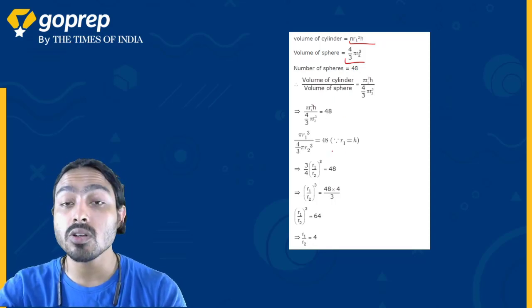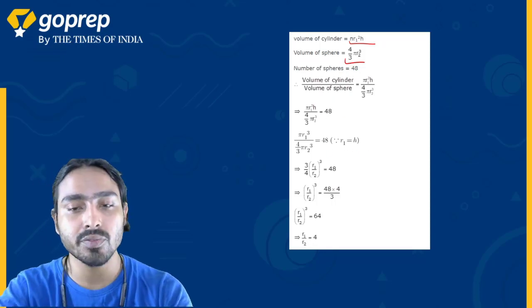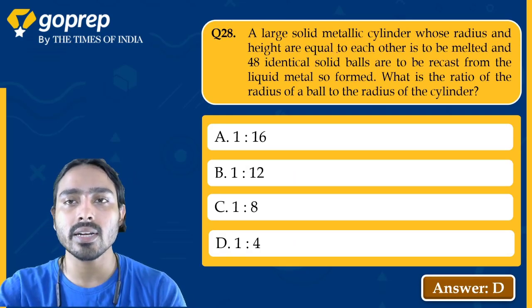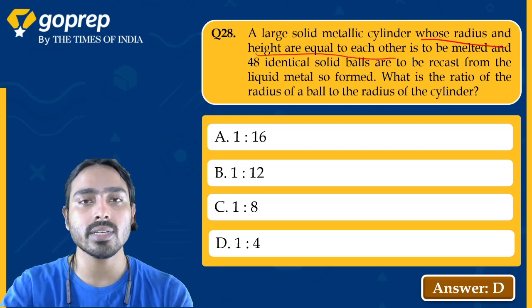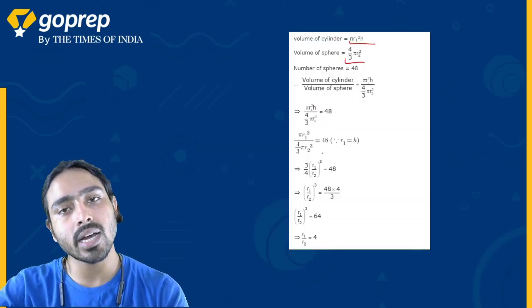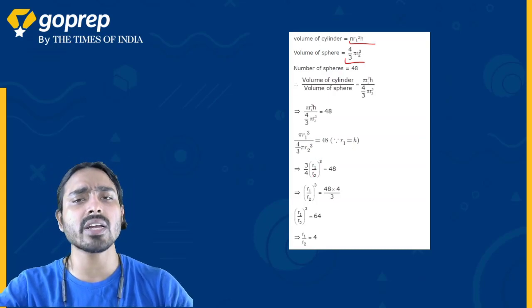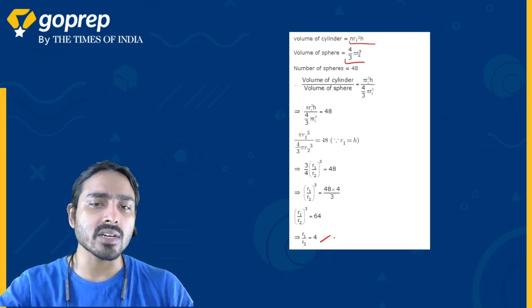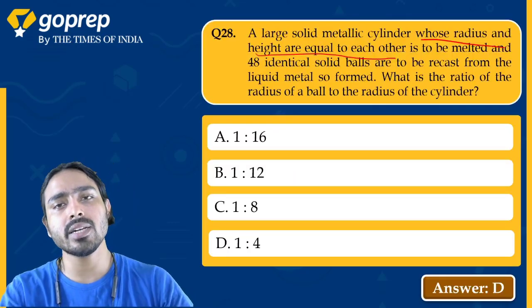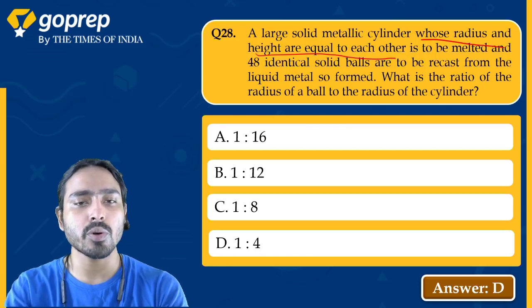Now if you try to solve it, it is also given that the radius is equal to the height. If you look at the question, it is said that it is recast from liquid metal whose radius and height are equal to each other, right? That's right. So the radius is also equal to the height for the cylinder. You will get a cube equation in R1 and R2. Finally, you can take the cube root on both sides and get the answer. That is 4, so the ratio is 1 upon 4, right?